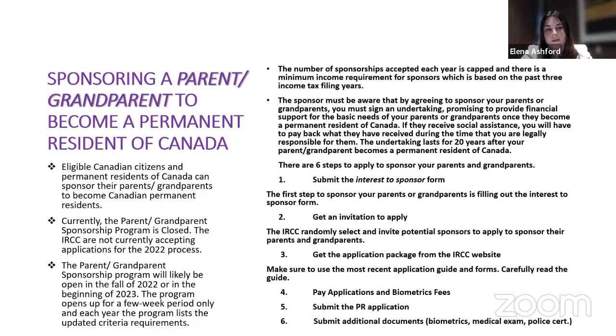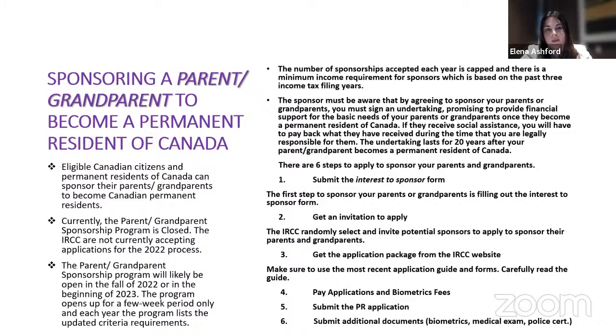And then the guides have been changing as well for this program, so it's very important to look at absolutely the most current information. Once we know this year that the program will be opening up, they will eventually, just when the program opens, publish the guides. You have to make sure to review those guides and look at the whole process. The application will have to be accompanied again by correct filing fees and biometrics fees. Further, at some point the RCC will request additional documents, medical exams, police certificates, and so on and so forth.